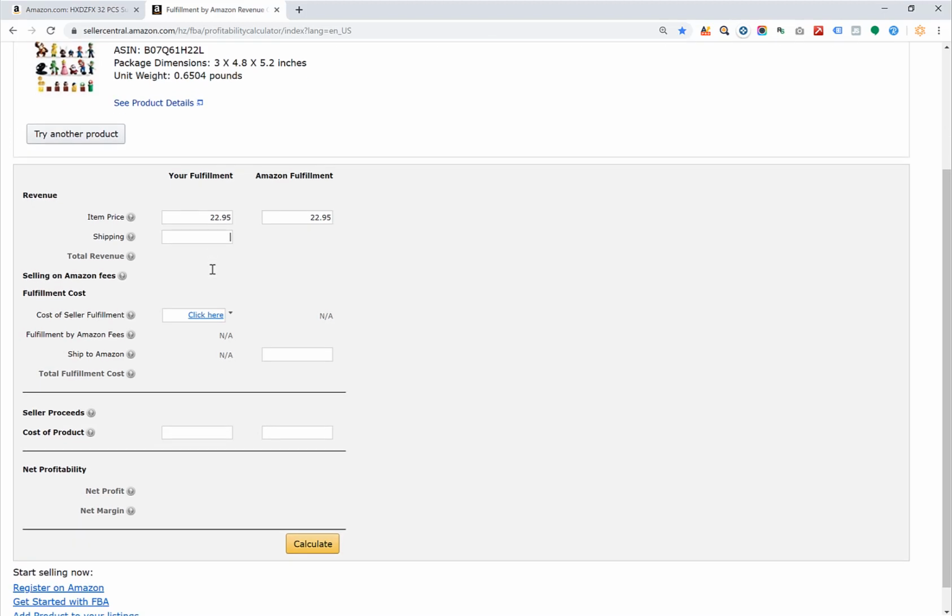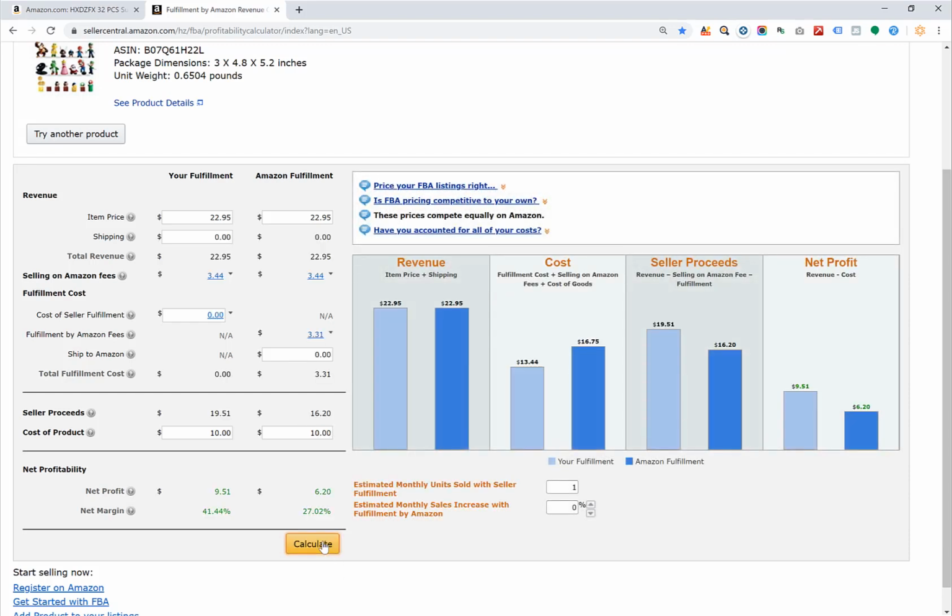So if it's $22.95, let's pick a price, let's make it up. Our cost of product, let's just say it's $10 a unit. When you go in here and you click calculate, it's going to pop up a graph and it's going to give you a lot of different numbers on here, right? So it's going to say your shipping is going to be 0, right? Now that might not necessarily be true. Oh, you know what? It gives a box down here for you.